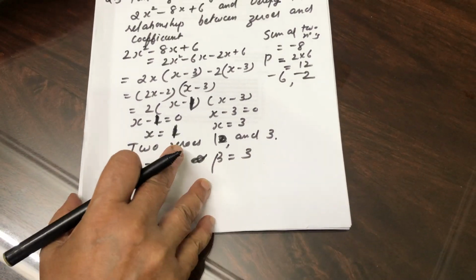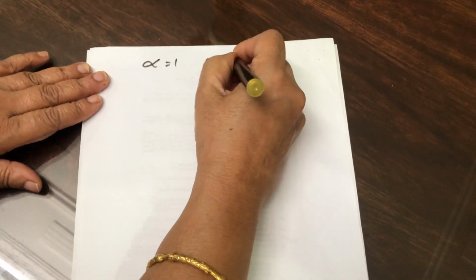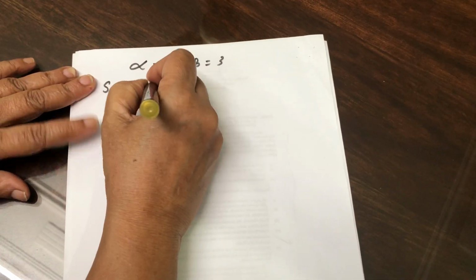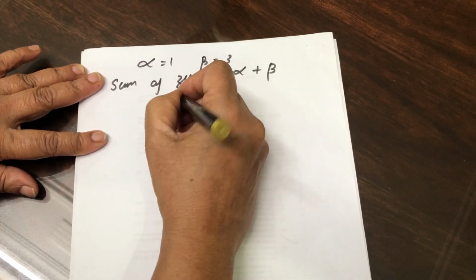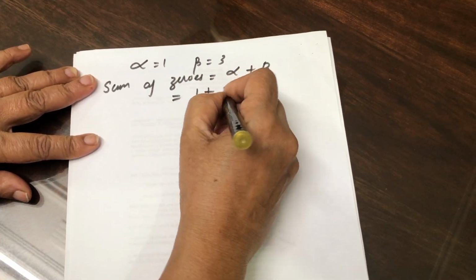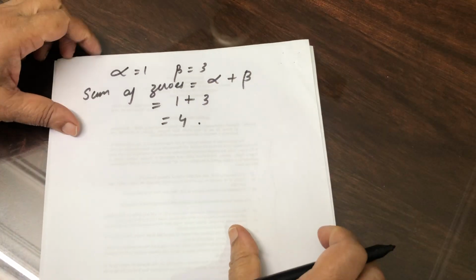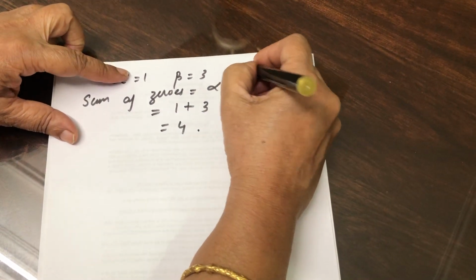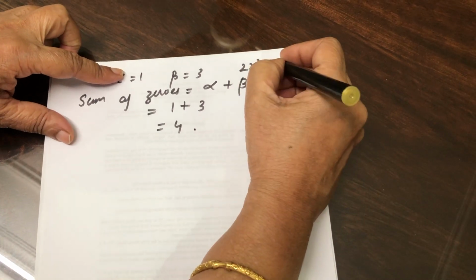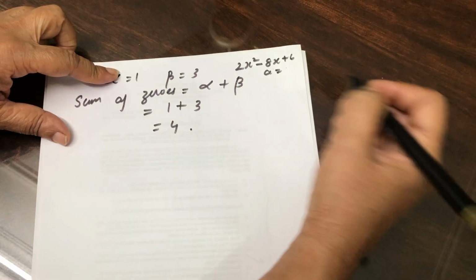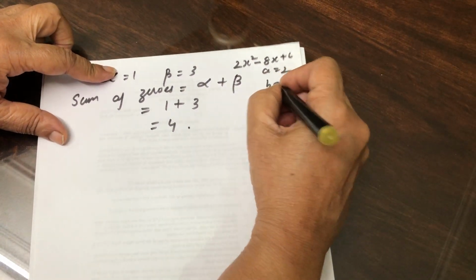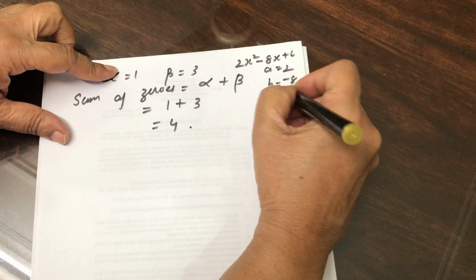So sum of zeros. Which are the sum of zeros? Alpha plus beta. 1 plus 3 is 4. And our polynomial is 2x squared minus 8x plus 6. What is the value of A? A is 2, B is minus 8, C is 6.